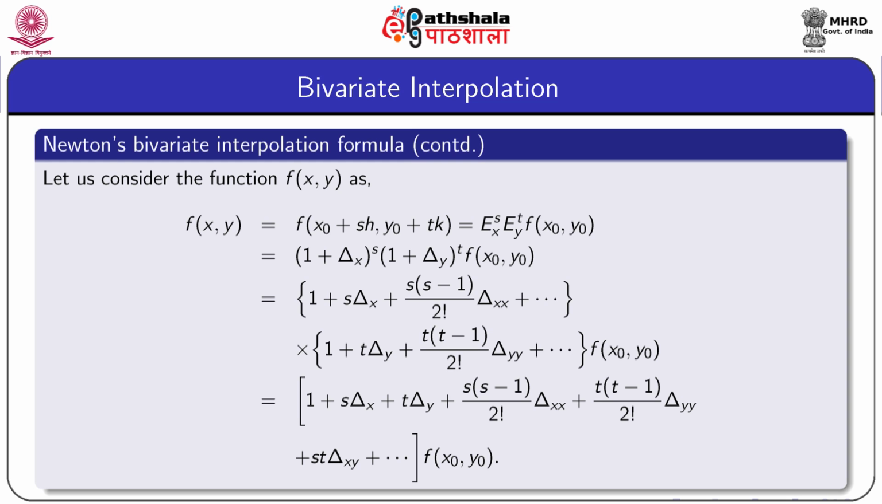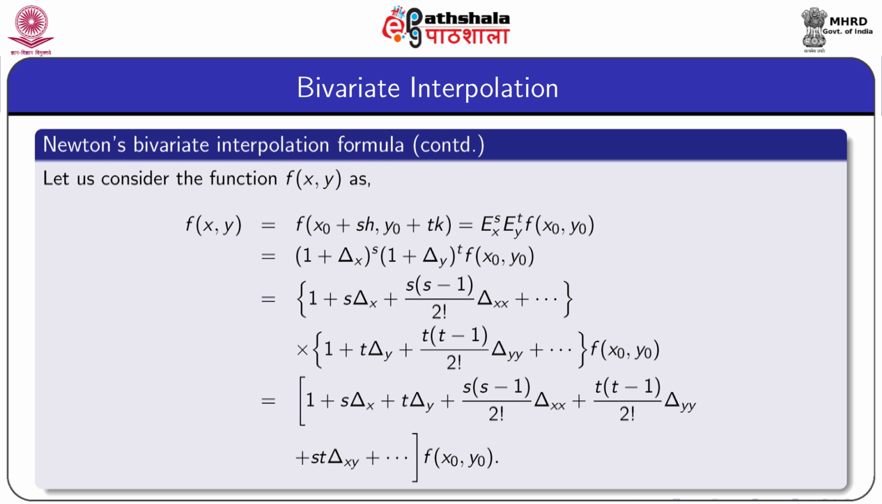So, this expression reduces to 1 plus delta x power s of 1 plus delta y power t of f of x0 y0. By expanding the terms, 1 plus delta x power s gives 1 plus s into delta x plus s into s minus 1 by factorial 2 into delta xx plus and so on. Similarly, 1 plus delta y power t is equivalent to 1 plus t into delta y plus t into t minus 1 by factorial 2 into delta yy plus and so on, of f of x0 y0.